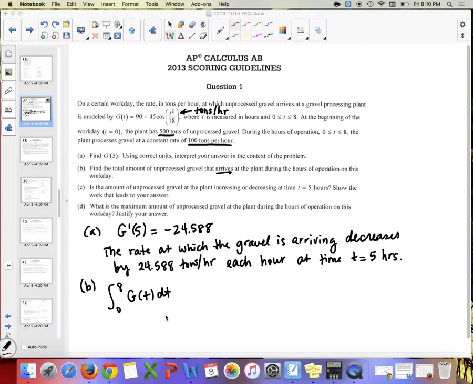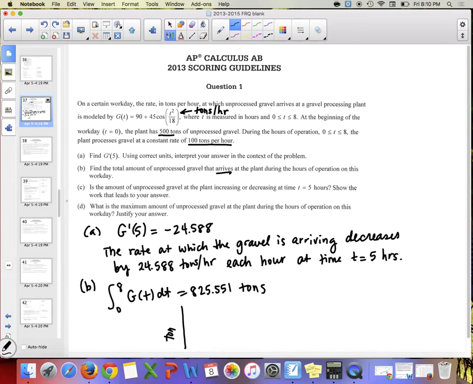When we do that, we get 825.551. Since we integrated, if you think about a graph, we integrated something that was in tons per hour over a certain amount of time, hours. So if I think about the rectangles, they have a width of hours and a height of tons per hour, so we end up getting tons.